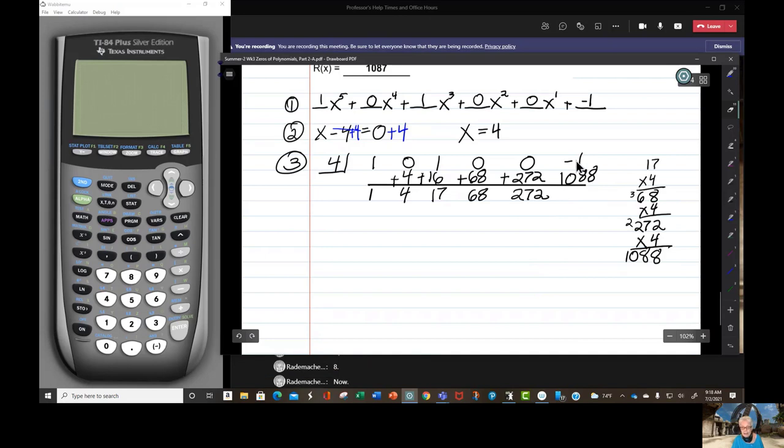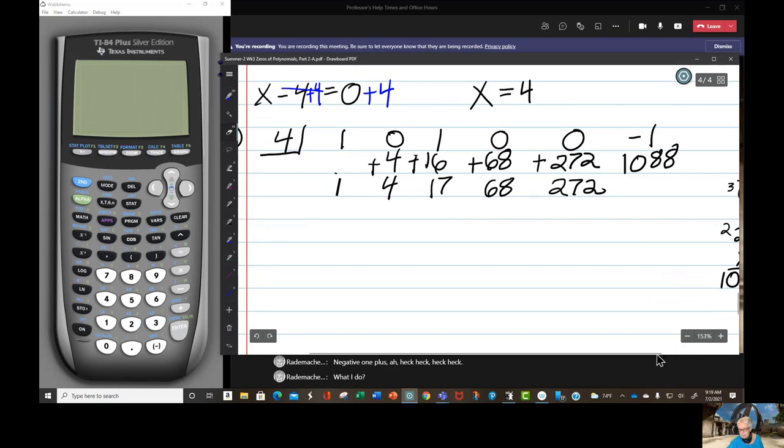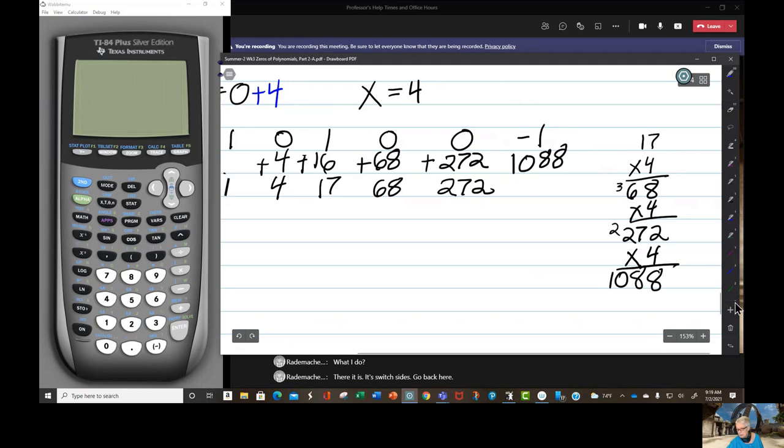Now, negative 1 plus, heck. What'd I do? Thank you. There it is. It switched sides. Go back. There. Now, as I was saying before I was so rudely interrupted, negative 1 plus 1088 is 1087. So I'll put a little dashed line around that.